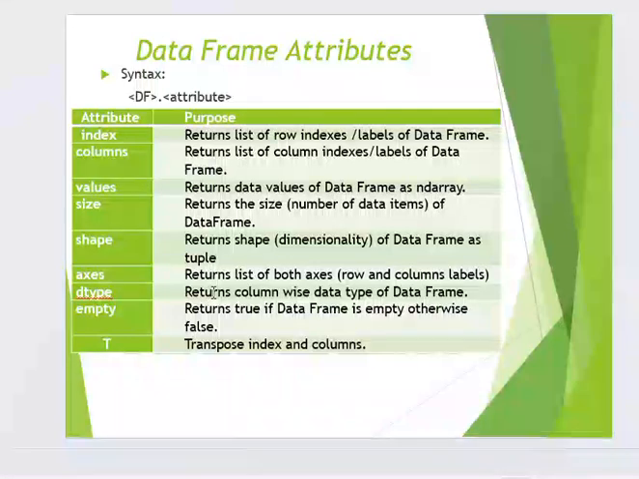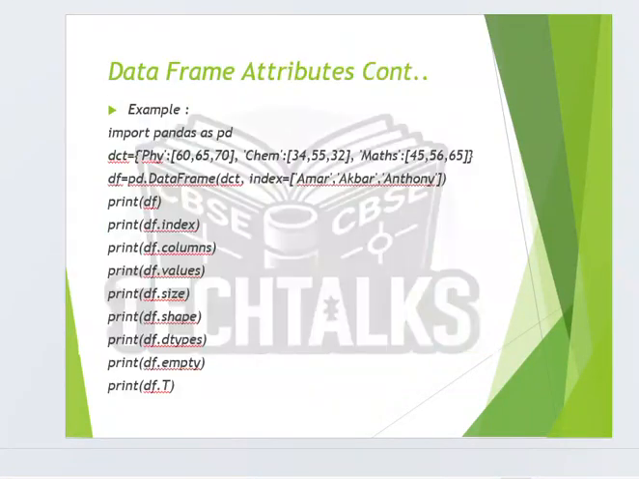Shape gives you the number of tuples, that is, how many rows there are. Axes returns a list of both the row axis and the column axis. Dtypes is going to return the data type of each column. Empty returns true if the data frame is empty, and T is going to give the transpose of all the values.